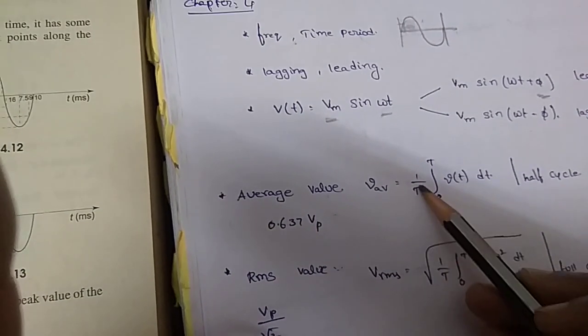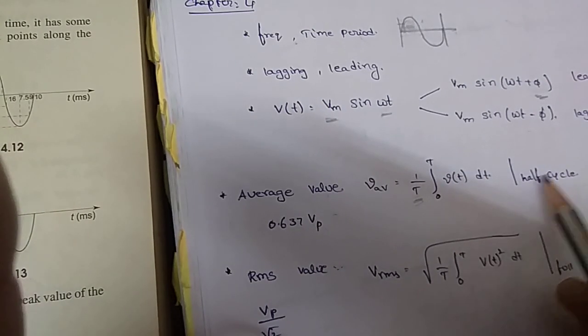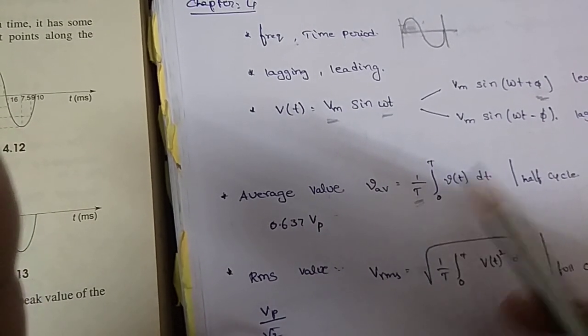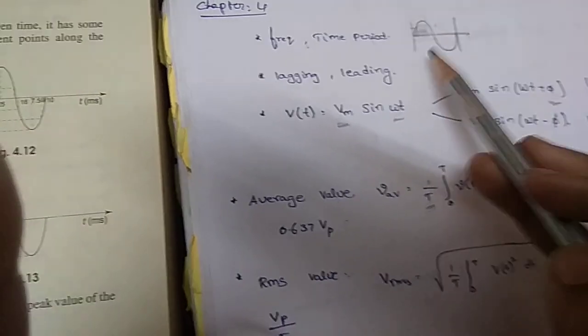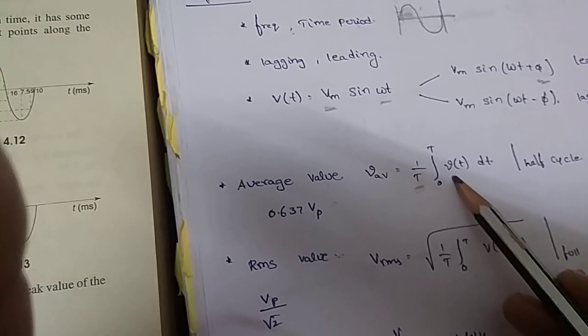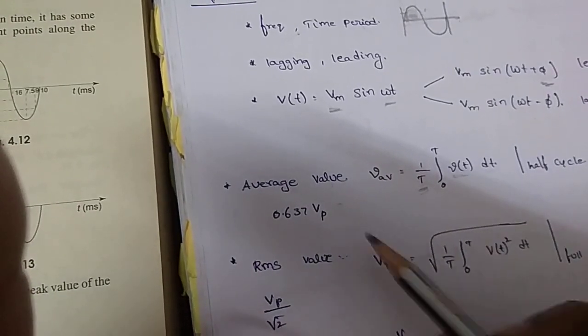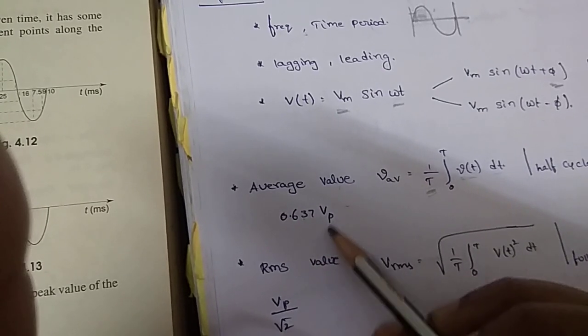That's why I'm giving 1 by T here. Here 1 by T represents the half cycle time period only, not the complete time period, integral from 0 to T by 2 of v of t dt, whatever the waveform structure we have given in terms of v of t. For a sine wave, it will be 0.637 times the peak value.